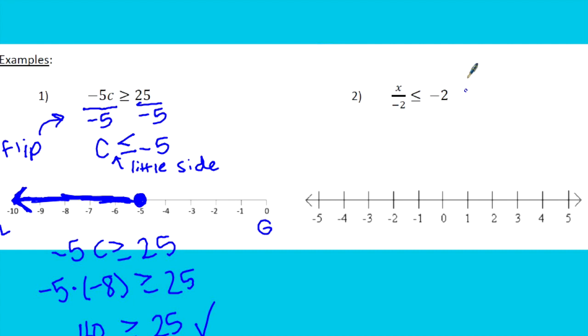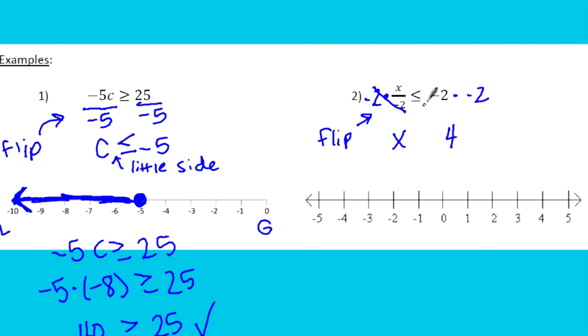Now let's try the next one. We have x is being divided by negative 2, less than or equal to negative 2. So right now x is being divided by a negative 2. We're going to do the opposite and multiply by negative 2 on both sides. When we do this, our multiplying and dividing are going to cancel each other out, so we're just left with x. Negative 2 times negative 2 is 4. But over here, we did have to multiply this side with the variable by a negative number. That's going to mean we need to flip our inequality sign.